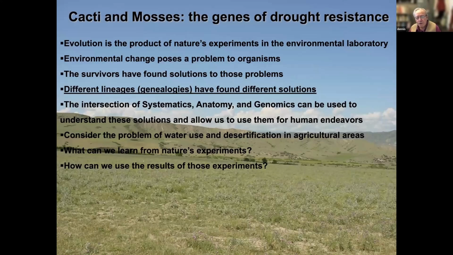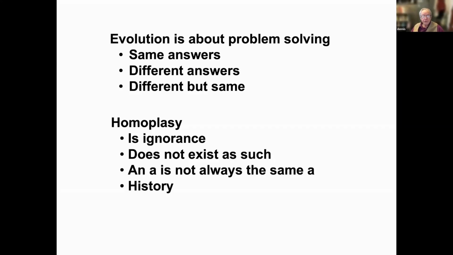Another thing that I thought we should think about in this, and the reason I put this in, is that I want to put genealogy into this. We really need to think about how different lineages or genealogies have found different solutions to the same problem. So how can we capitalize on that? Perhaps they may have even found the same solution, but with different genes and by different pathways. So that's just something for us to think about.